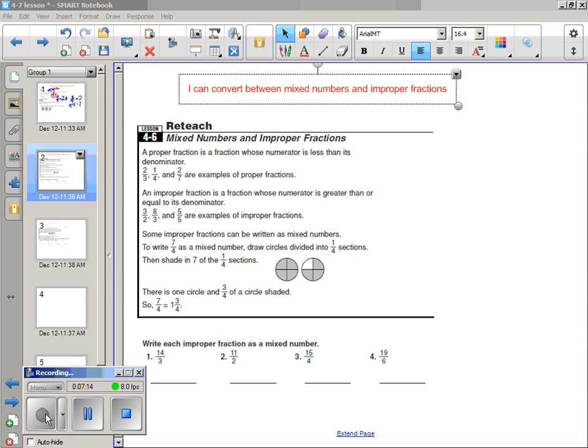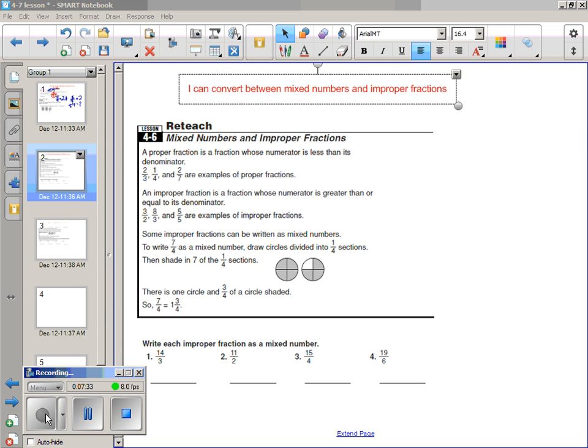If I have 7/4, I can create 4/4 here. Then I have to create another circle that's the same size pizza. Split it into fourths again and fill in the remaining fourths. I would need 3/4 more. So 7/4 is equal to 1 whole and 3/4.